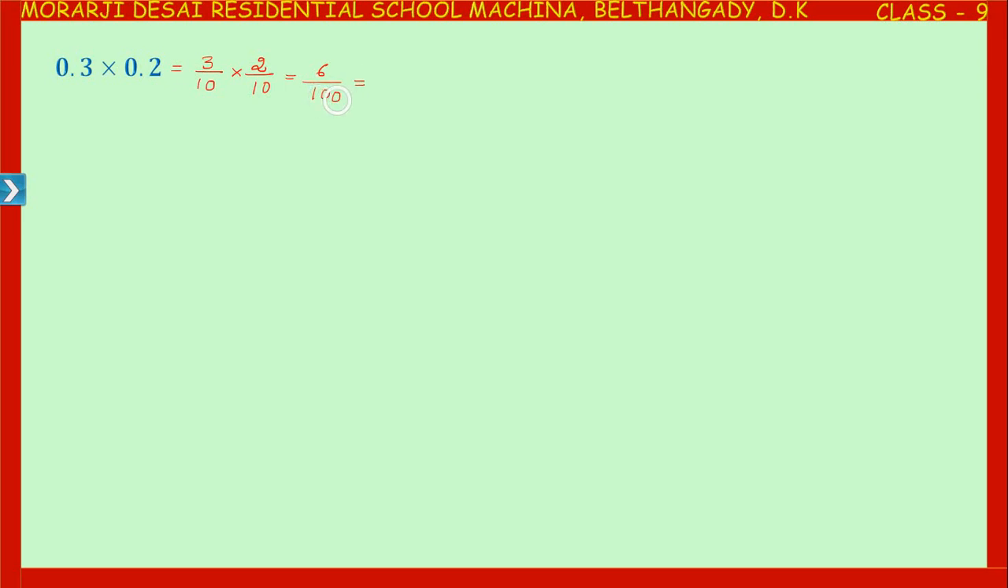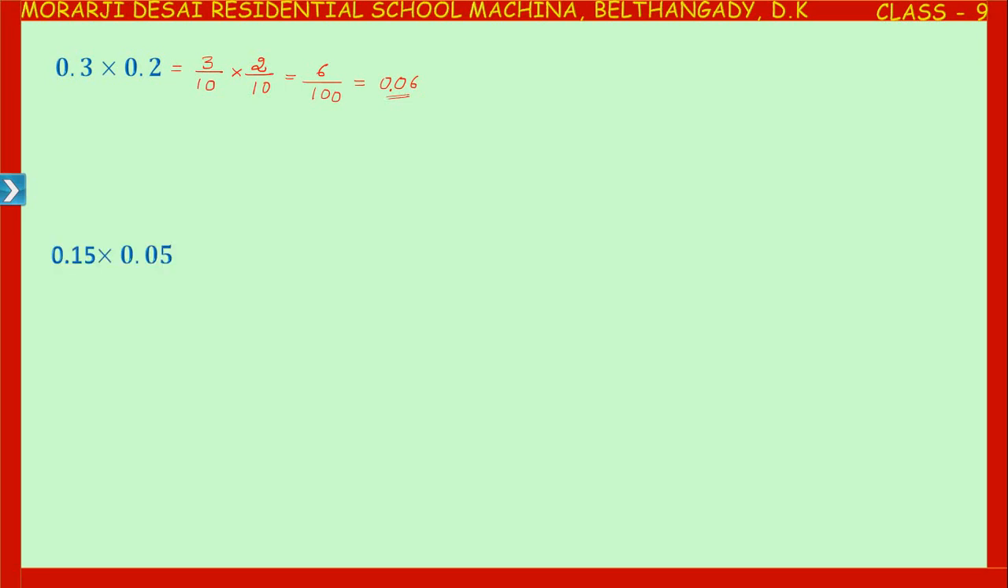Look at the denominator, we have 3 digits. So in the numerator also write 3 digits. 6 is only one digit, so write 0 on the left side. Now put the decimal point. The decimal point is according to the number of zeros in the denominator. Here how many zeros do we have in the denominator? We have 2 zeros. So after the decimal point, 2 places should come. So 0.06 is the answer.